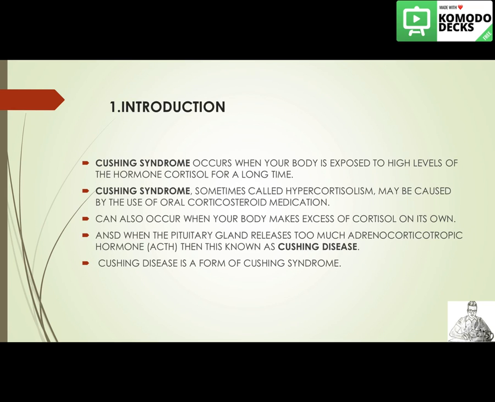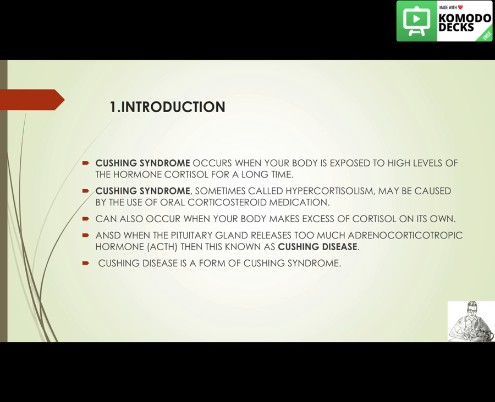So let's talk about the introduction. Cushing's syndrome occurs when your body is exposed to high levels of the hormone cortisol for a long time. Cushing's syndrome, sometimes also called hypercortisolism, may be caused by the use of oral corticosteroid medication. This can also occur when your body makes an excess of cortisol on its own. And when the pituitary gland releases too much ACTH hormone, this condition is known as Cushing's disease. So Cushing's disease is basically a form of Cushing's syndrome.